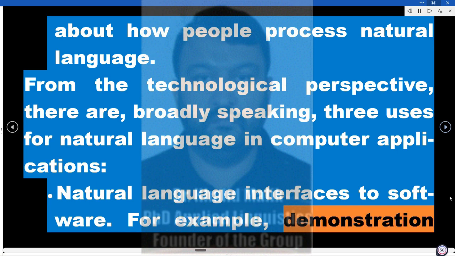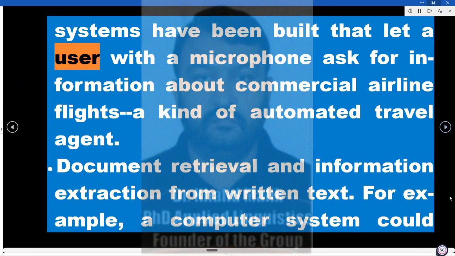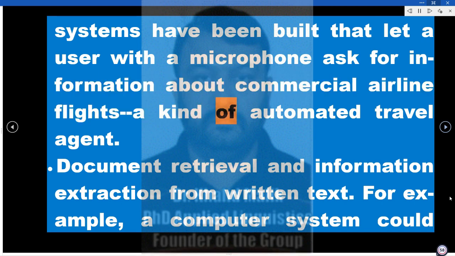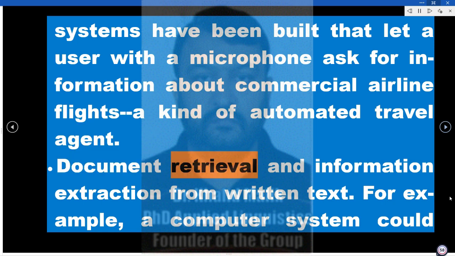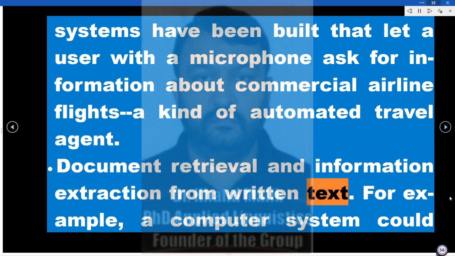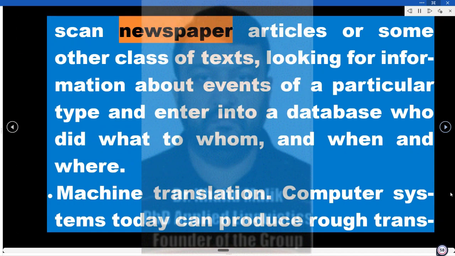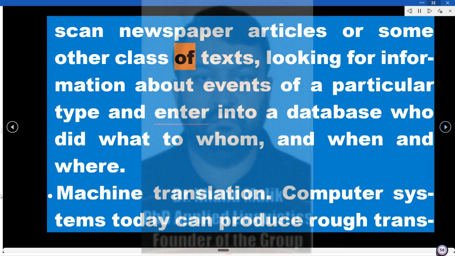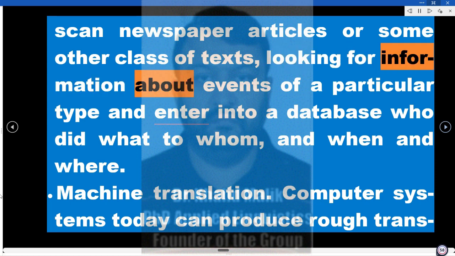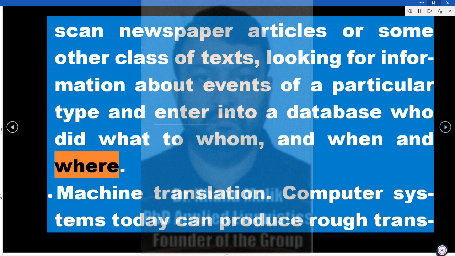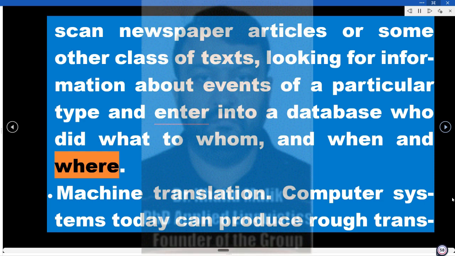For example, demonstration systems have been built that let a user with a microphone ask for information about commercial airline flights, a kind of automated travel agent. Document retrieval and information extraction from written text. For example, a computer system could scan newspaper articles or some other class of texts, looking for information about events of a particular type and enter into a database who did what to whom, and when and where.